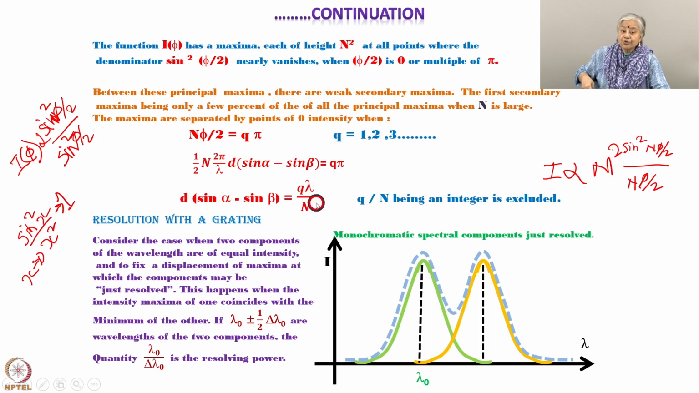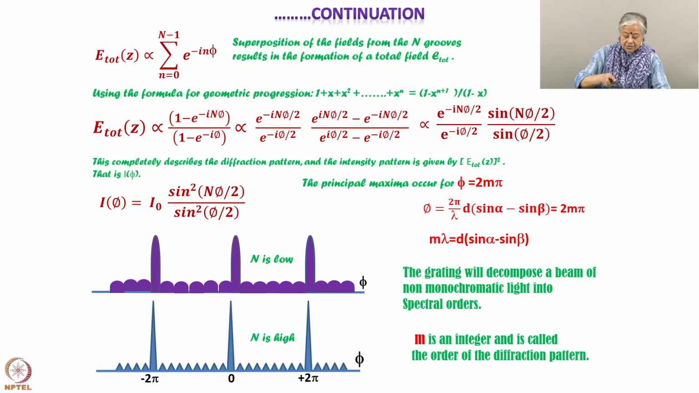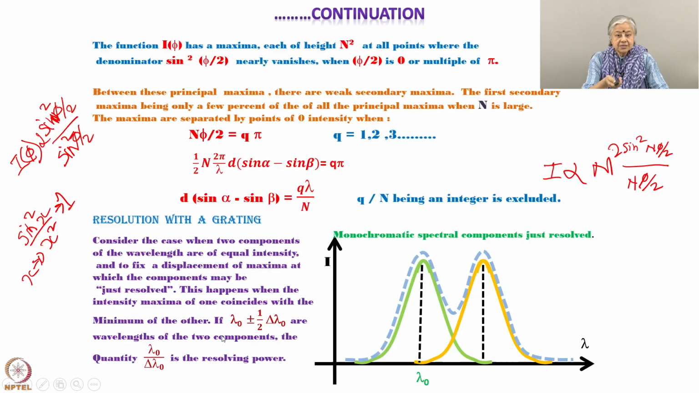So, in these points you will get 0 maxima. These are the points, these points, these points, where you get this 0 maxima, where it becomes 0, and between the two zeros there is one maxima. Okay. So, at those points you are going to get that.